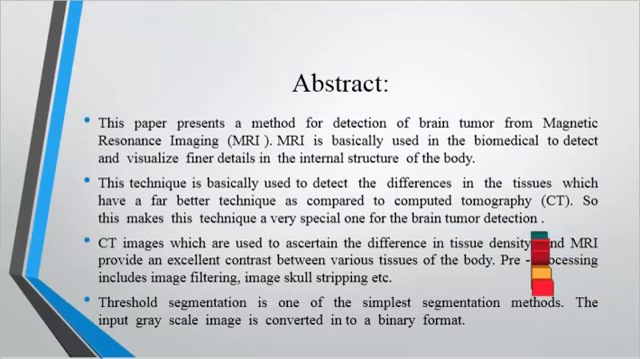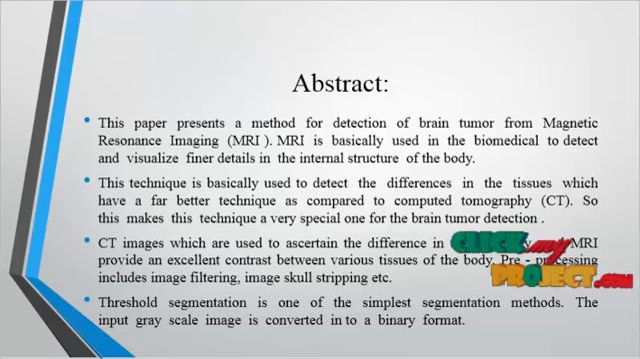In this paper, we present a method for detection of brain tumor from magnetic resonance imaging, that is the MRI image. MRI is basically used in biomedicine to detect and visualize the finer details in the internal structure of the body. This technique is used to detect differences in tissues and is far better as compared to computed tomography, that is the CT images. So this makes this technique a very special one for brain tumor detection.